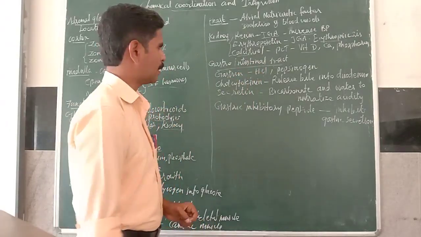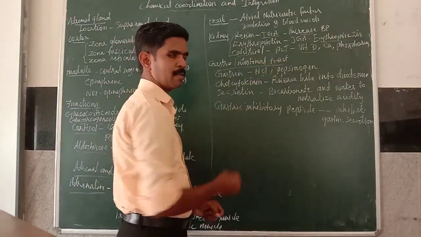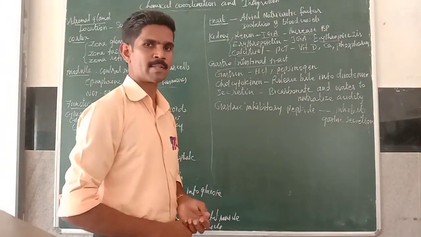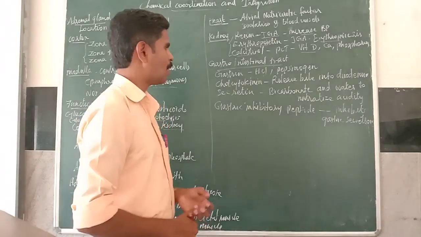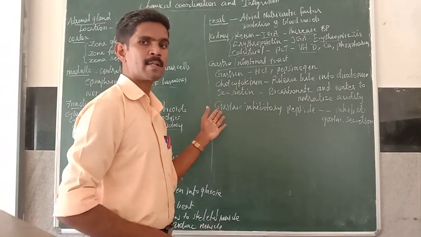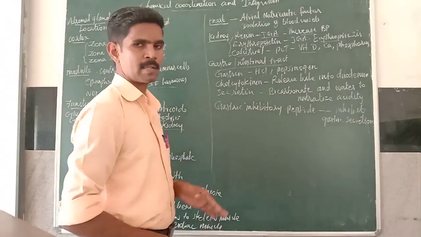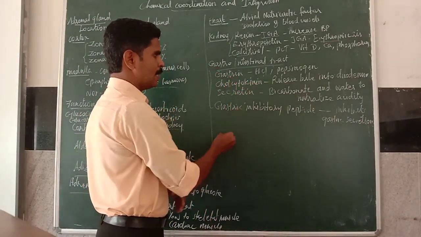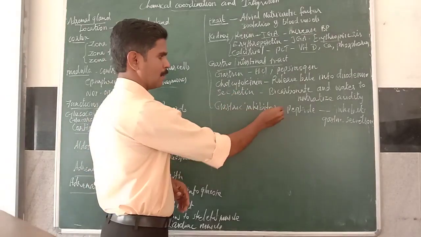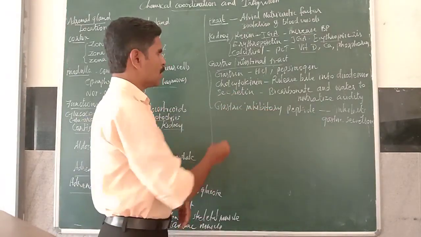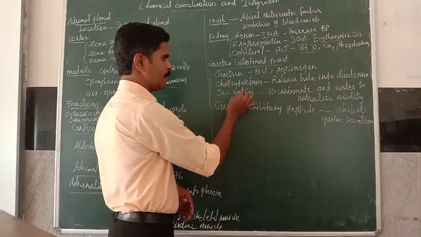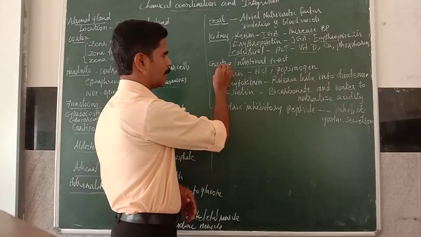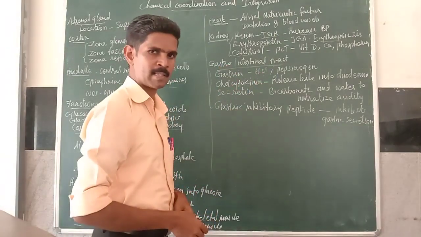Understand, my dear students? Next one is the gastrointestinal tract, meaning the digestive system. Our digestive system also acts as an endocrine system, because a lot of hormones are produced inside our digestive system. These are the hormones: gastrin, cholecystokinin, secretin, and gastric inhibitory peptides. So these are the hormones secreted by the gastrointestinal tract, that means our digestive system.